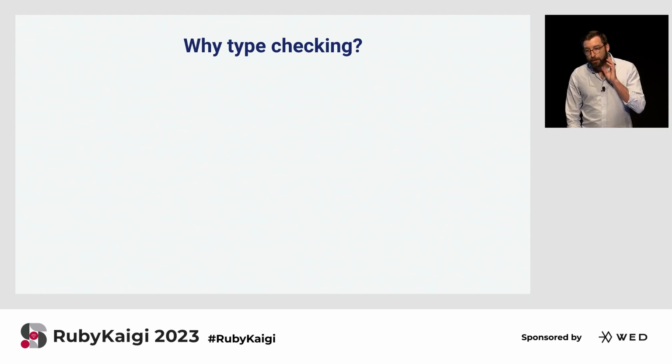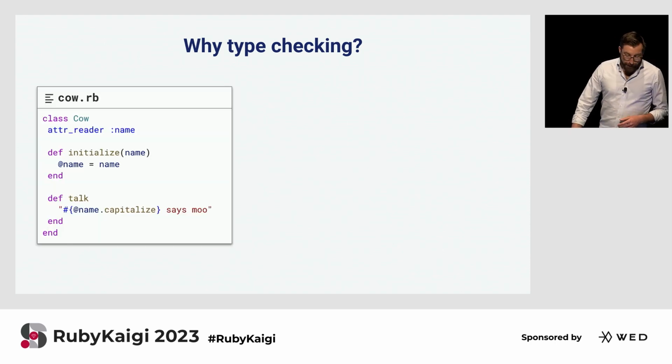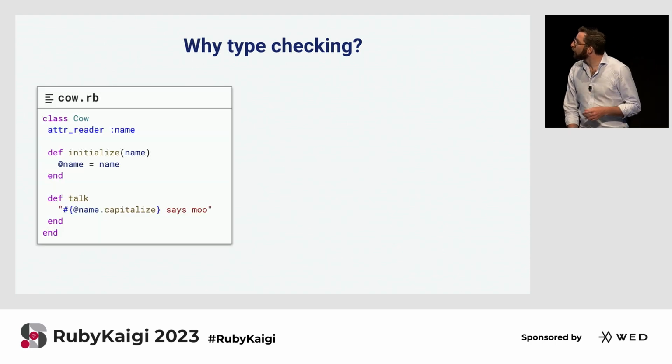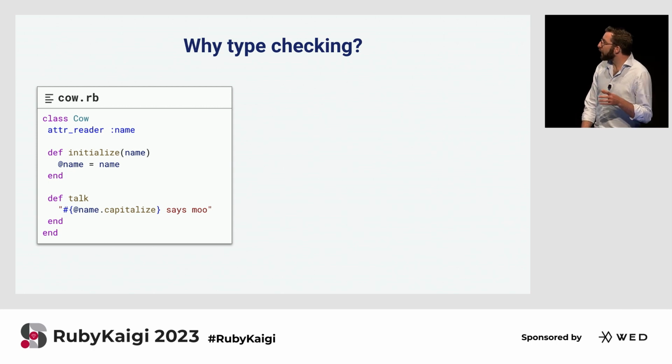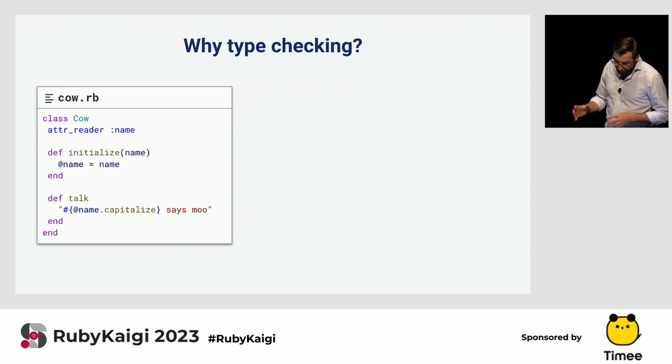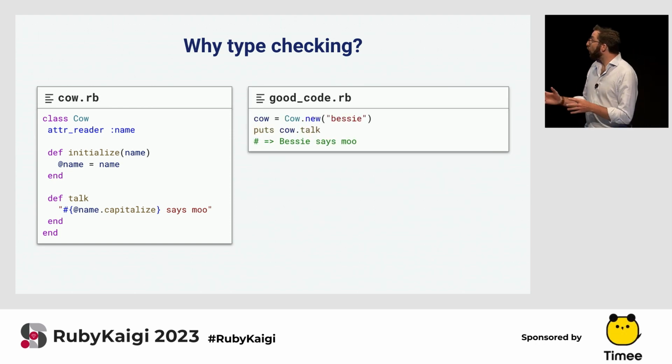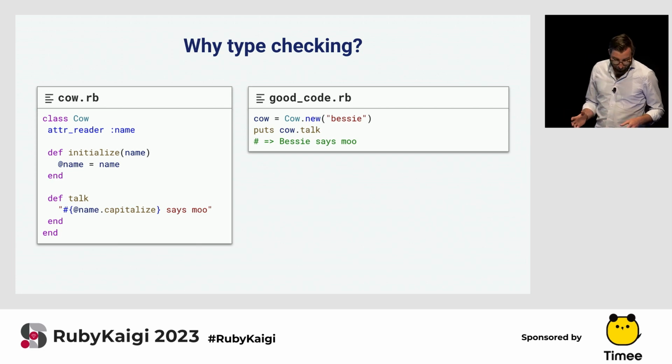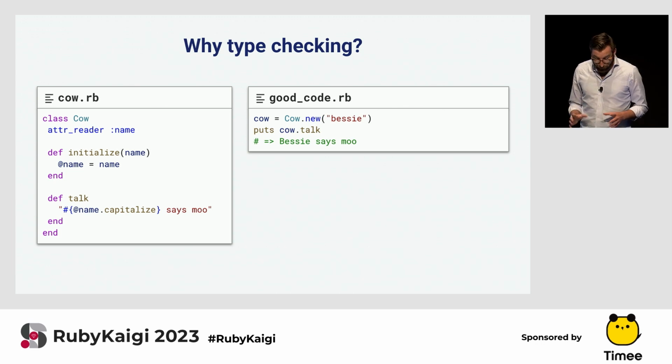First, why do we want to perform type checking? Let's take an example, very simple. We have a cow that takes a name in its constructor. And we have a method talk that is going to do something with the name and display it. We can have good code where we initialize the cow properly by passing a string for the name and call the talk method and everything is good.